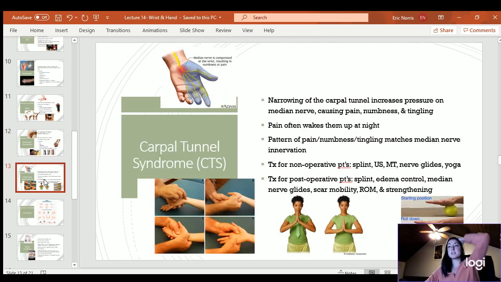With carpal tunnel syndrome, the carpal tunnel itself is a very narrow area. So if any swelling is in the hand or wrist, it takes very little swelling in order to pinch and push on the nerve as it travels through the carpal tunnel. So there's a narrowing of the carpal tunnel with carpal tunnel syndrome, and that increases pressure on the median nerve. It causes pain, numbness, and tingling in the hand. It's pain that's typically bad enough it might wake them up at night. It's in the same median nerve pattern.